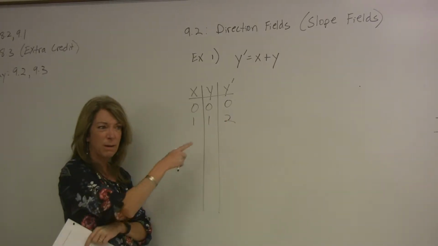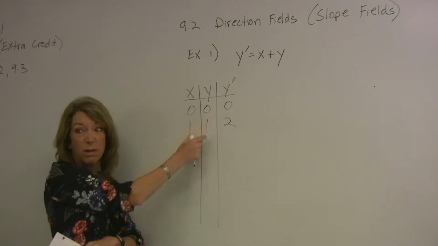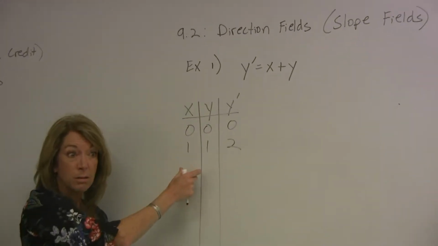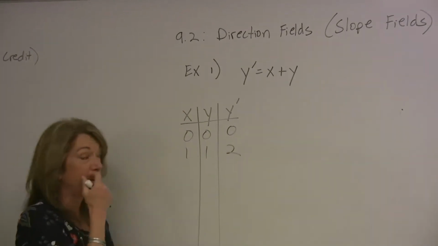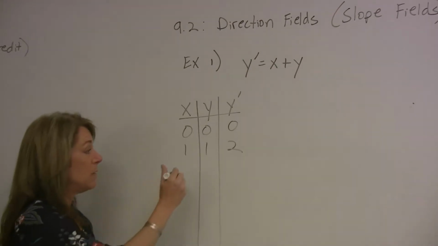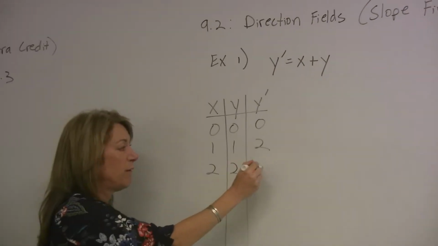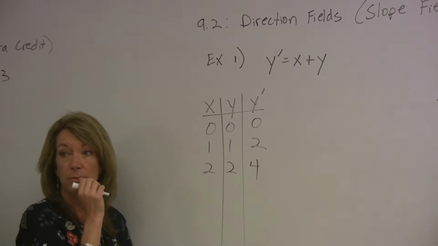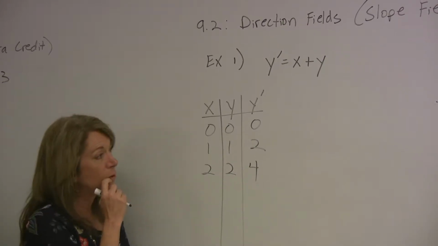Everyone okay with where I'm getting these numbers? We're just randomly picking any x, y pairs, finding the slope based on the formula we were given. Let's do (2, 2). Slope will be 4. Those are all in the first quadrant.